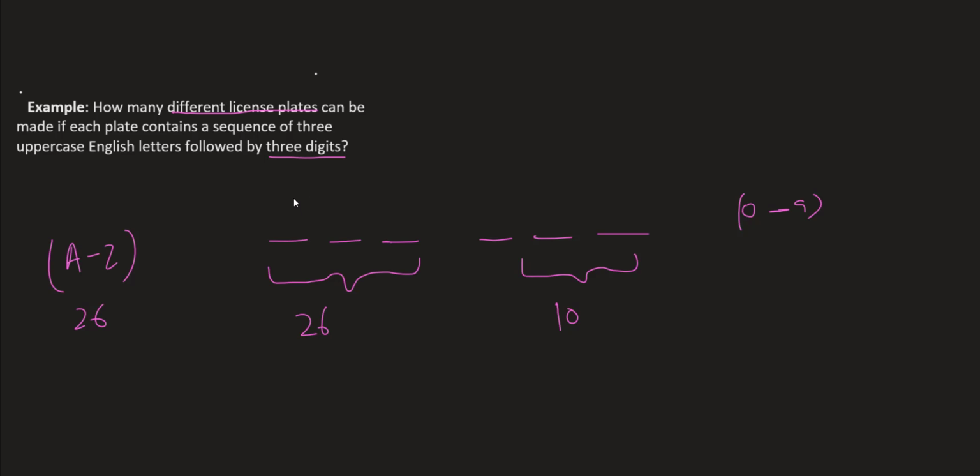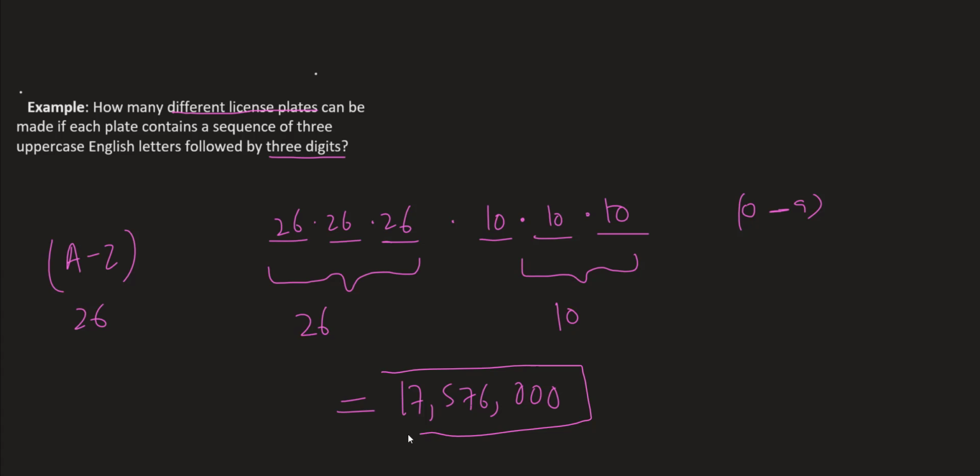So this will be equal to 26 times 26 times 26 times 10 times 10 times 10. So there are these many possibilities. If you calculate this number, these are the number of license plates that we can generate.